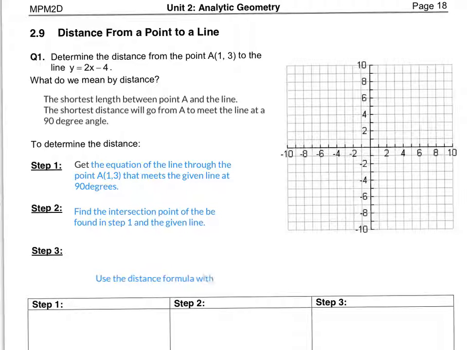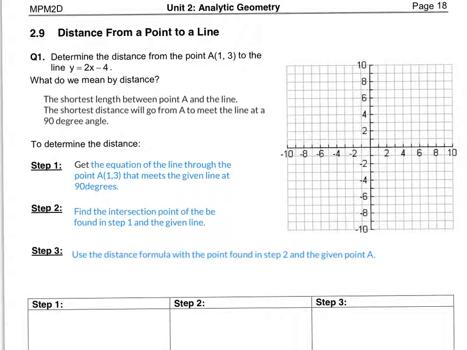Use the distance formula with the point found in step 2 and the given point A. I love autocorrect. Sometimes. So that's our third step. Down below here, we are actually going to do these 3 things. Okay, so let me flip to the new slide.